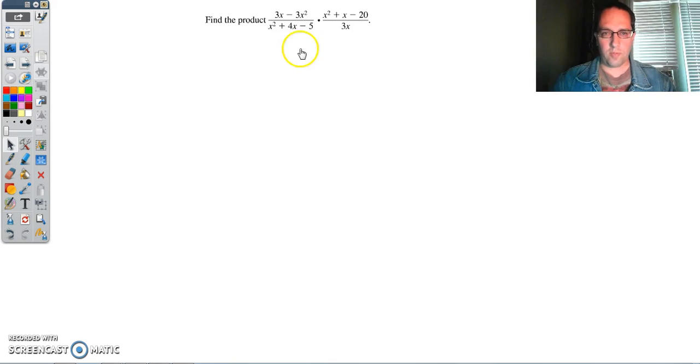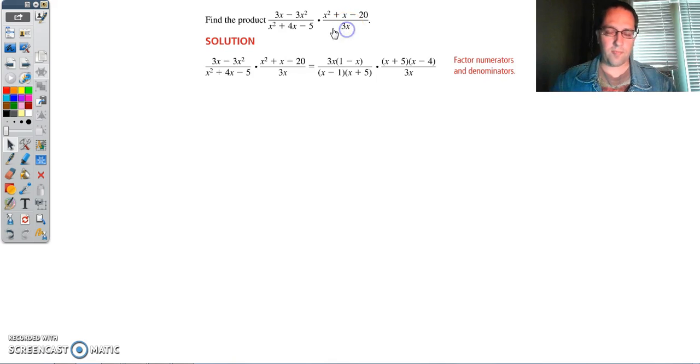This next one's a bit more complicated because you have other things on here. It's not a single term. We're not multiplying monomials. We're multiplying polynomials. So 3x minus 3x squared over x squared plus 4x minus 5 times x squared plus x minus 20 over 3x. So what we're going to do is multiply. Well, what can help here is to factor it. Before you go to multiplying them out, factor them.